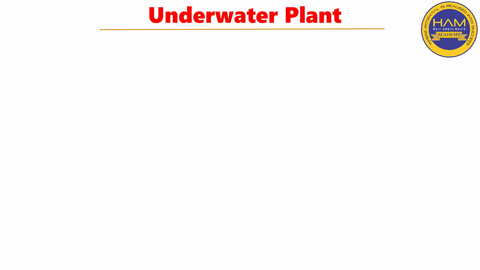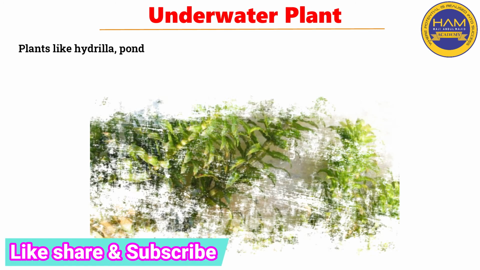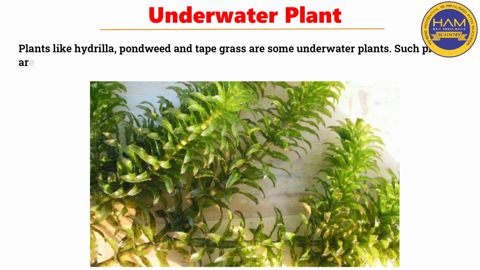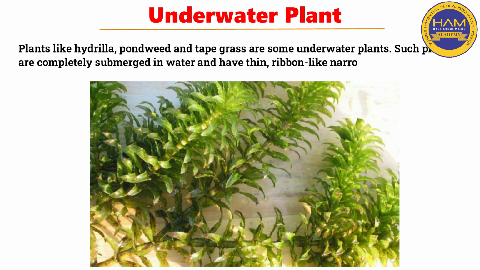Now, next is underwater plants. Plants like hydrilla, pondweed, and tape grass are some underwater plants. Such plants are completely submerged in water and have thin, ribbon-like narrow leaves. There is no stomata in their leaves.